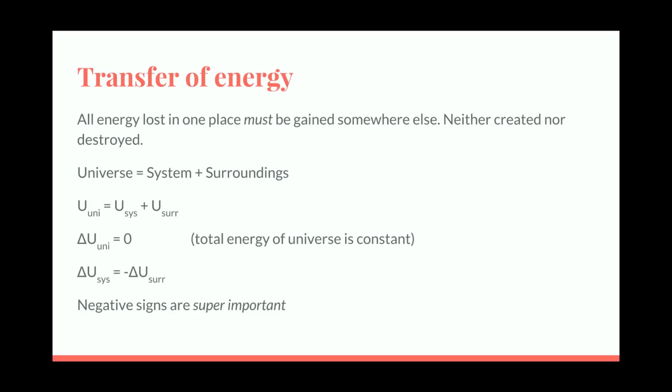Now, another thing to consider is that the total energy of the universe has to be constant. Okay? There's nowhere for the energy to go, there's nowhere for the energy to come from, so the change in internal energy of the universe is going to be 0. And the change in the internal energy of the universe is going to be equal to the change of the system plus the change of the surroundings, or the change in internal energy of the system is equal to the negative of the change in internal energy of the surroundings. Pay attention to those negative signs. They will bite you in the keister. All right. Just remember, system, surroundings, equal magnitude, opposite signs. Don't lose track of those negative signs.